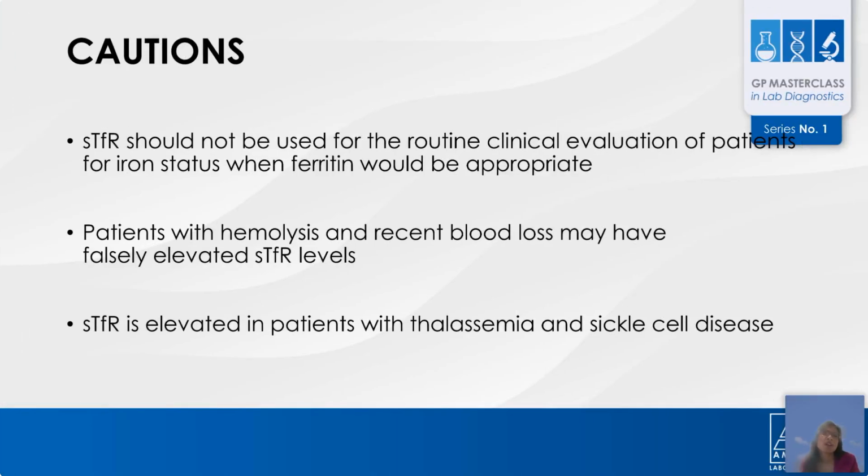So should we ever be cautioned even in using the soluble transferrin receptor? It should not be used in routine clinical evaluation of patients. For that, we have our iron panel and we have our ferritin, which is part of the iron panel. That's perfectly enough. It can be used when the picture is confusing and more is needed. We should not use it in patients with hemolysis and recent blood loss, because here we can get falsely elevated results, as well as in patients with thalassemia and sickle cell disease.